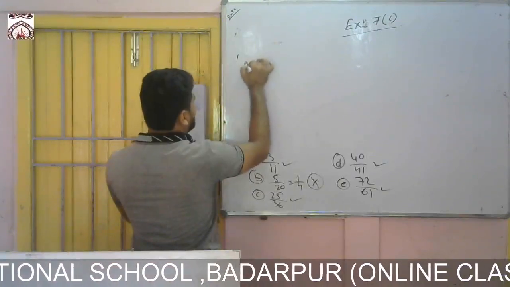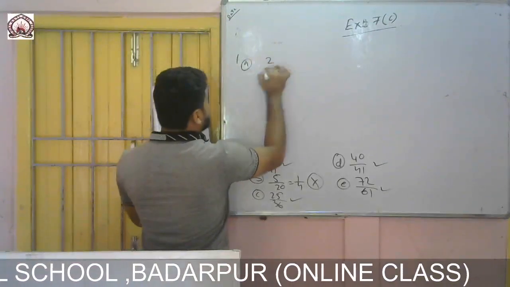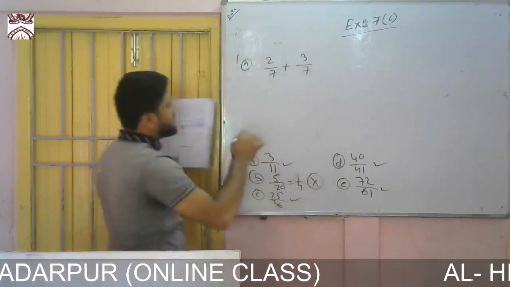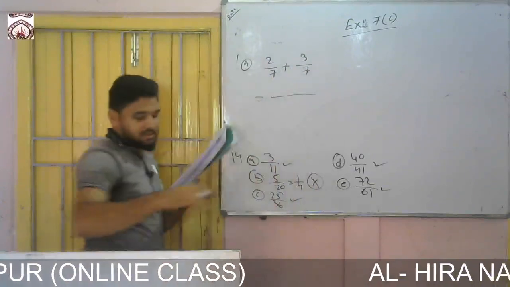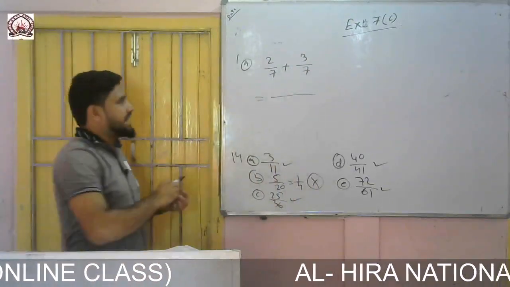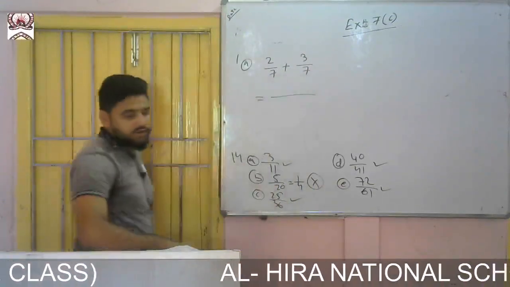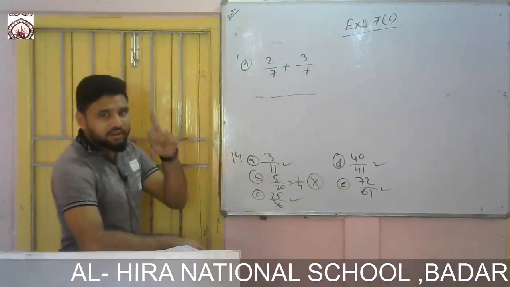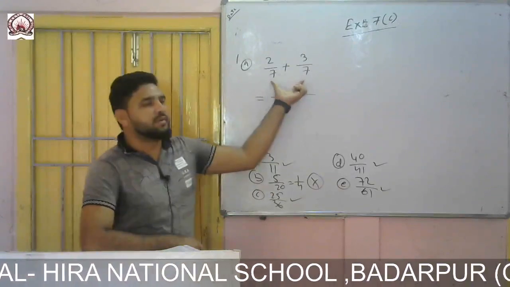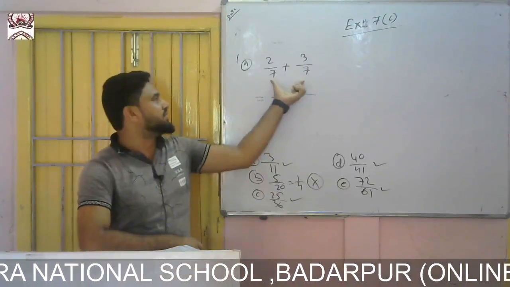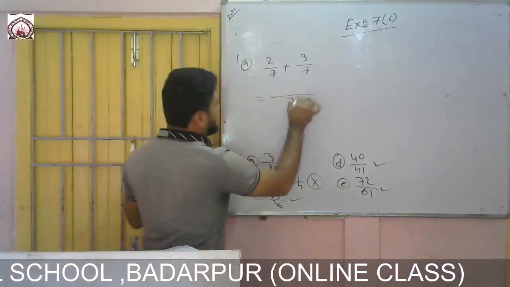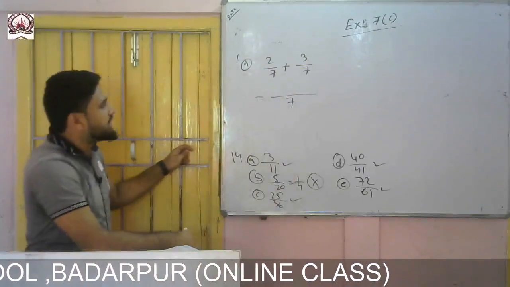Number 1, 2 by 7 plus 3 by 7. So to add these numbers you need to take the LCM of these two denominators. If you take the LCM of these two denominators, then it will be 7. So one thing you remember, whenever you see both the denominators are same, then the LCM of these two numbers will be one number among these two, 7.